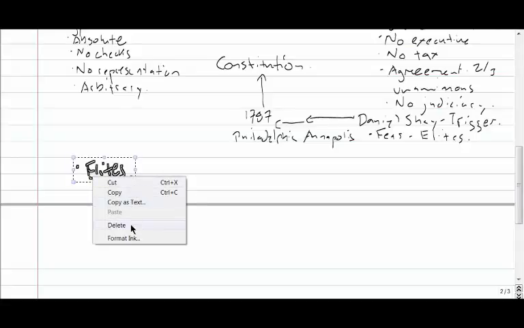What the heck just happened? Undo that. Or I'll just leave it. That looks kind of cool.